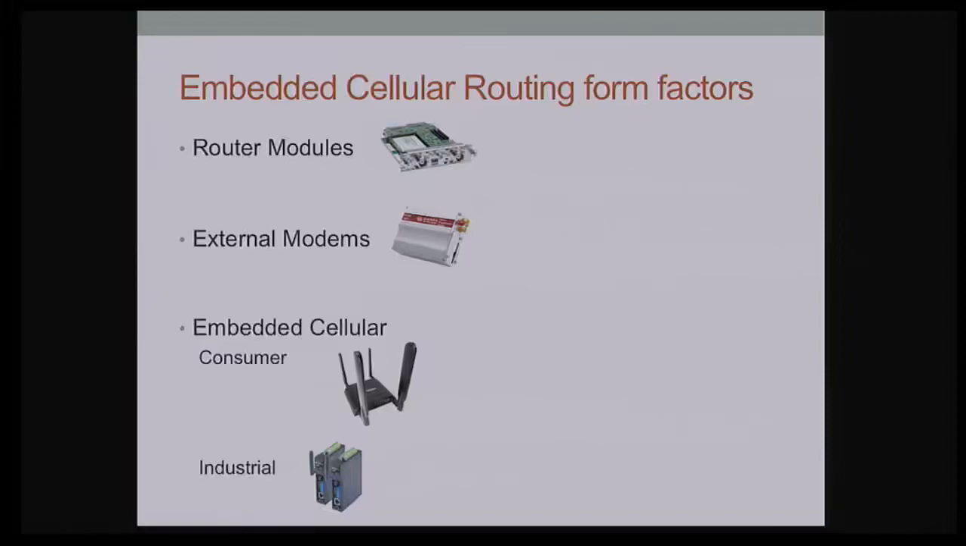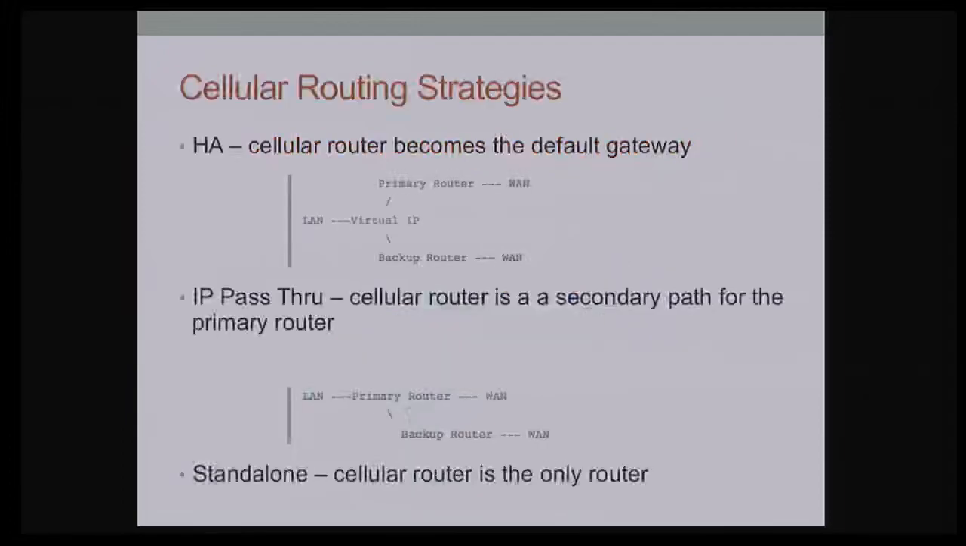So in the cellular routing form factor, you get kind of two categories. You get adding cell to existing routing infrastructure, such as a module that might go in a router or an external USB modem. And then you get cellular routers where the cell is embedded right inside the router. You can get two categories in that: the consumer-grade products and the industrial-grade products. When we talk about how people use routing technologies within this category, you'll find there's HA, high availability. The other one's called IP pass-through sometimes in the industry, or a third situation where the unit is standalone and it is the only routing for the location.